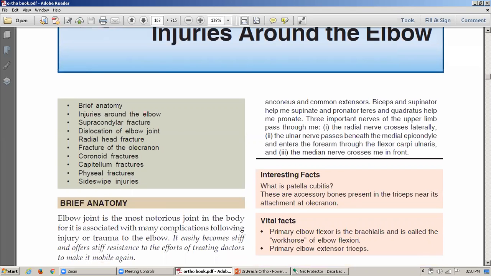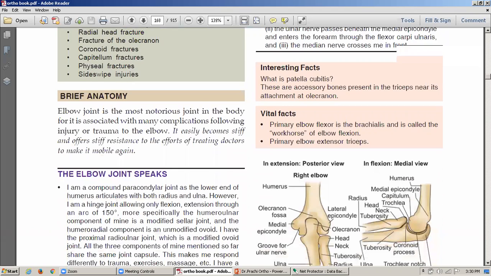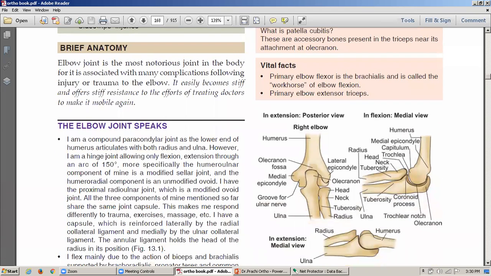So, when you see the brief anatomy, the elbow joint is the most notorious joint in the body. It is associated with many complications following injury or trauma to the elbow, and it easily becomes stiff and offers stiff resistance to the efforts of treating doctors to make it mobile again.